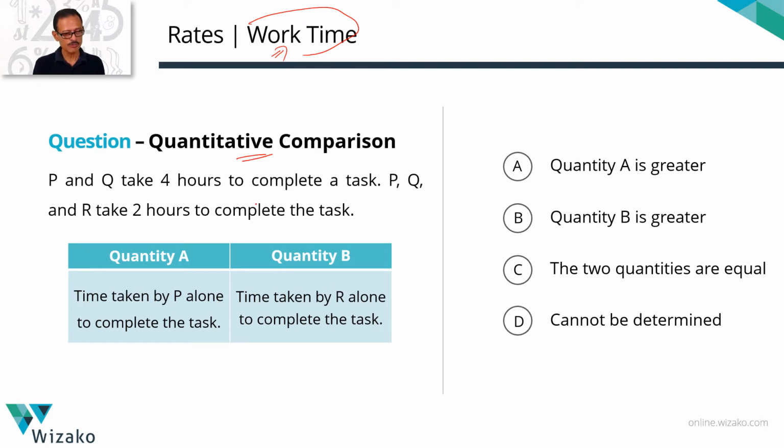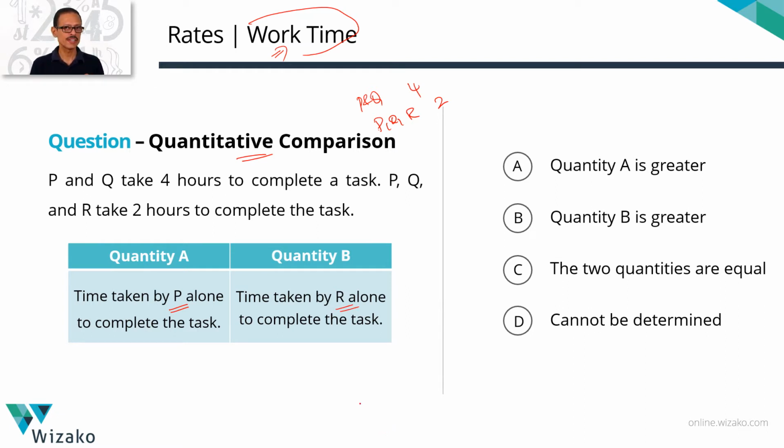P and Q take 4 hours to complete a task. P, Q and R take 2 hours to complete the task. If P and Q work together, it takes 4 hours. If P, Q and R, all three of them work, it takes only 2 hours. Obviously, with more people working, it's going to take less time. What is quantity A? Time taken by P alone to complete the task. Quantity B is the time taken by R alone to complete the task.